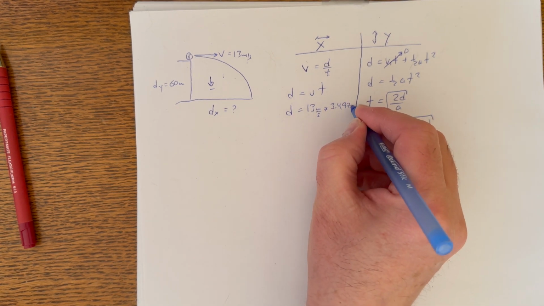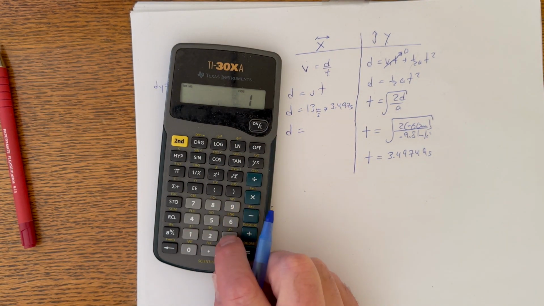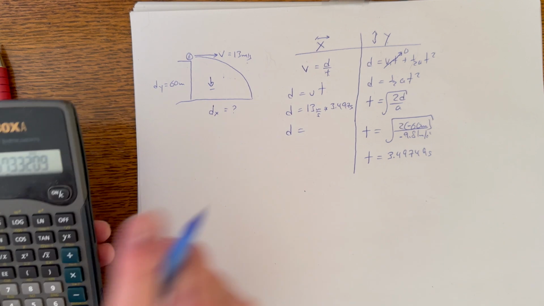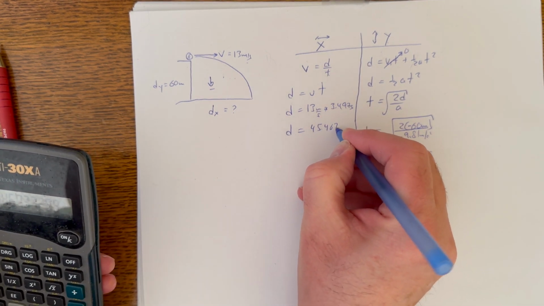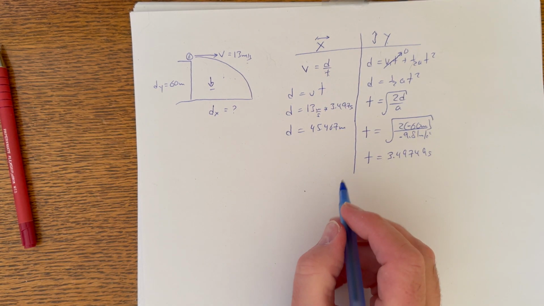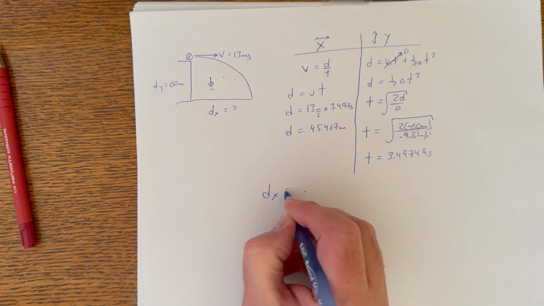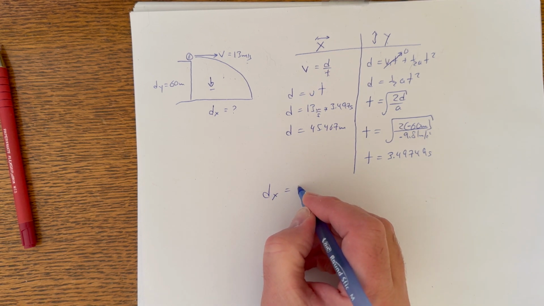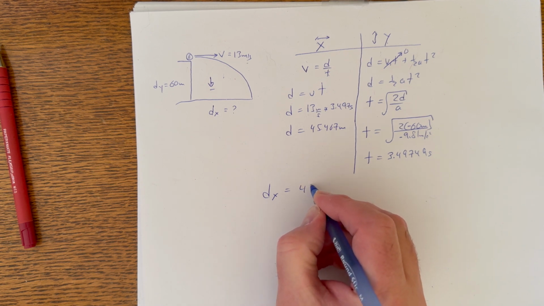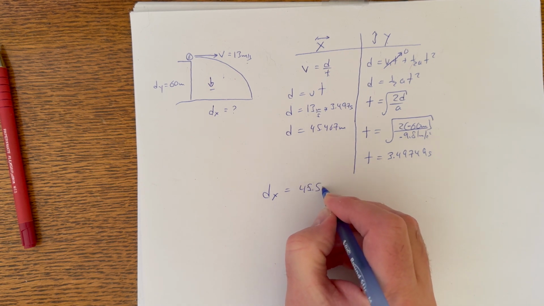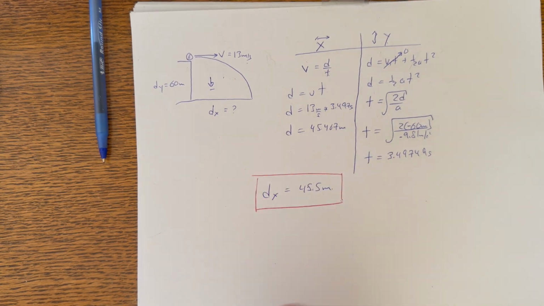3.497, etc. seconds. So d is equal to 3.497 times 13 equals, and then we have our d of 45.467 meters. So the distance traveled along the horizontal there, let's say 3 significant digits. I'm going to say 45.5 meters. And that's it.